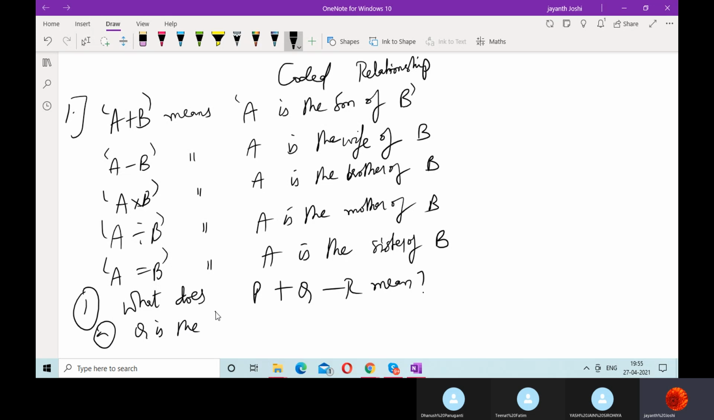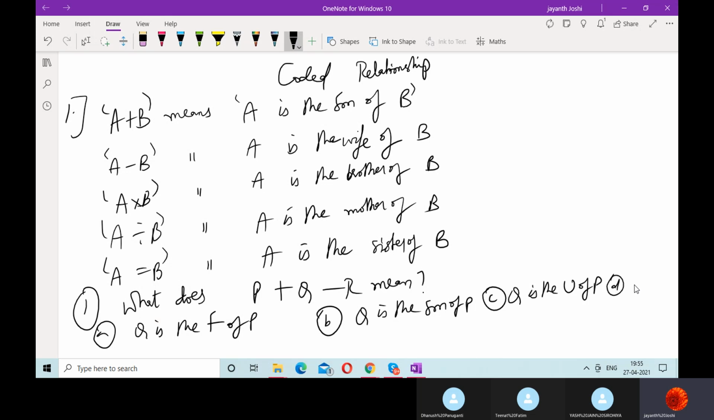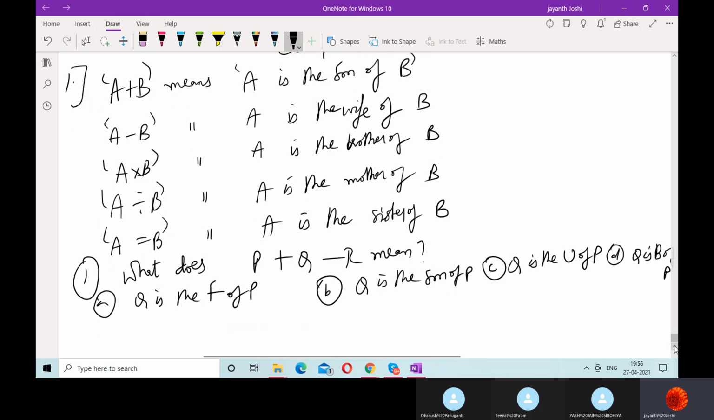Option A, Q is the father of P. Option B, Q is the son of P. Option C, Q is the uncle of P. Option D, Q is the brother of P. So what can it be, if you can tell me? So see, if P plus Q, I have to see here the relation is of son, correct? And if Q minus R, I have to see the relation is of wife. So now, what is the answer for this? P is the son of R. And this Q is the what of R? Wife, correct? So P is the son of Q, and Q is the wife of R.